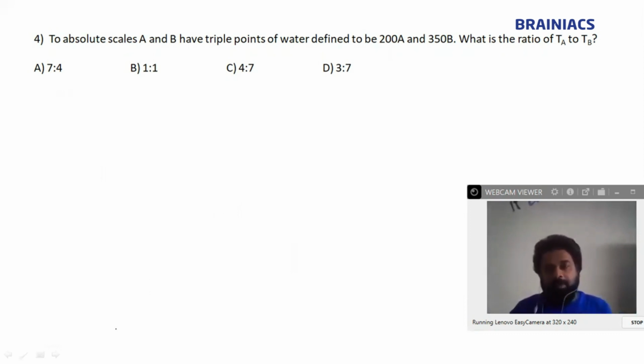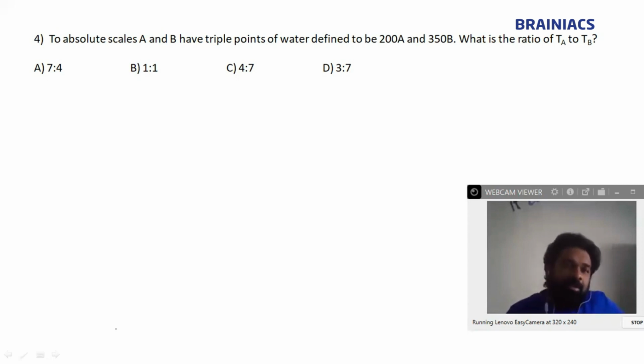What is a triple point? It is where the solid, liquid and gaseous forms all exist together. For water, we have studied that the triple point is at 273.16 in the Kelvin scale. In the Celsius scale, it is going to be 0.1.